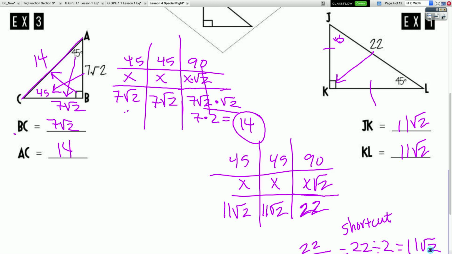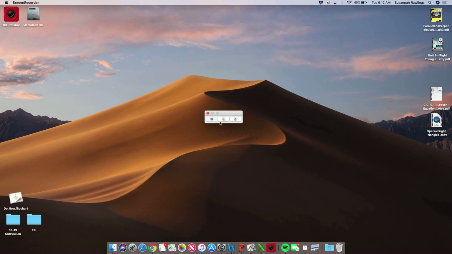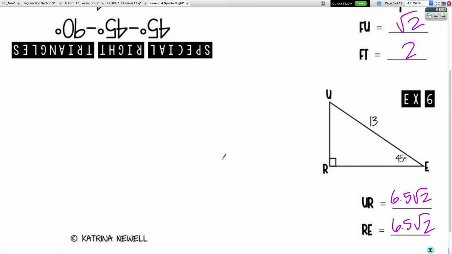Okay, so I'm going to pause here and let you guys try example 5 and 6 on your own, and I'll walk around if you have questions. Okay, so double check those answers with yours. And we're going to move on to 30, 60, 90. So get that stuff out.